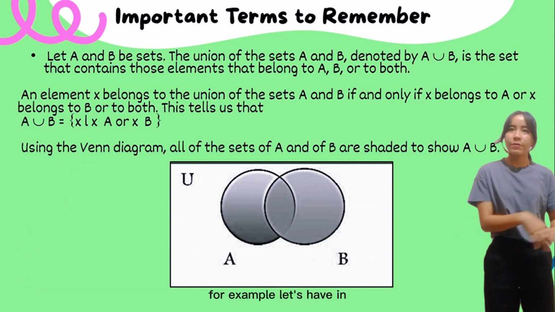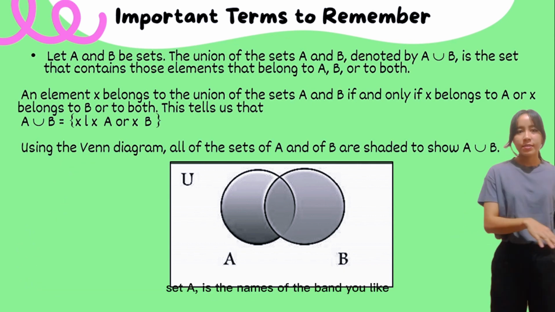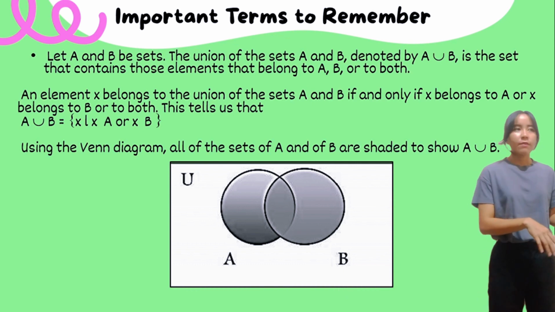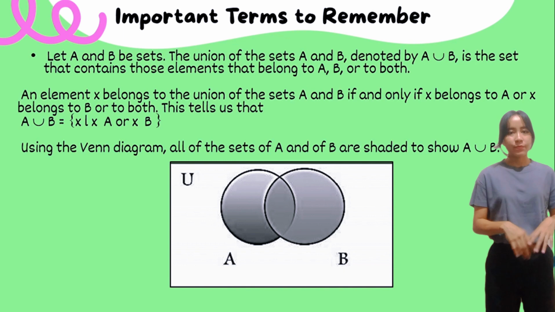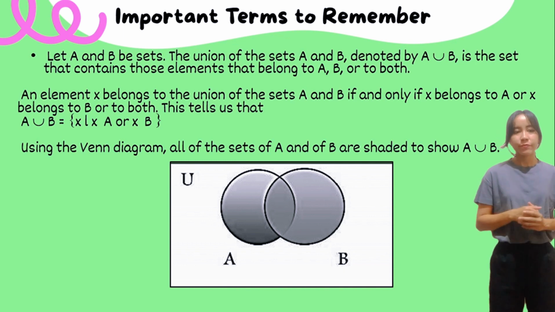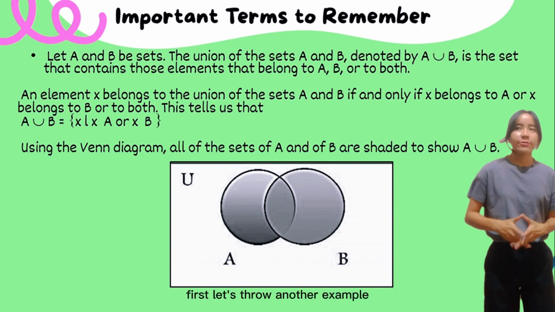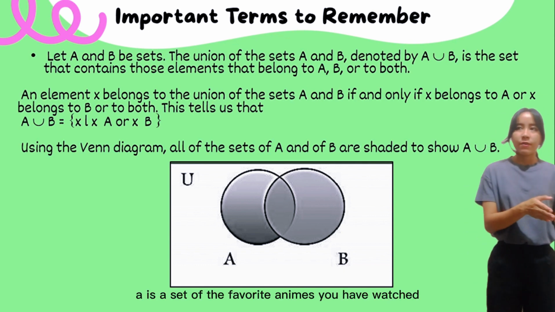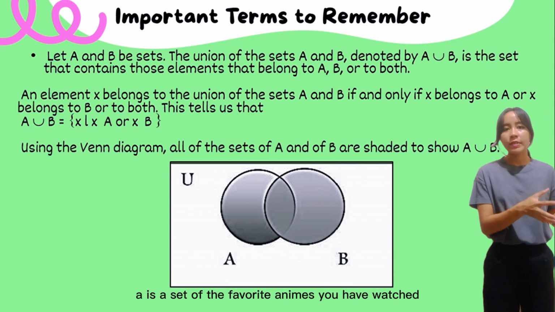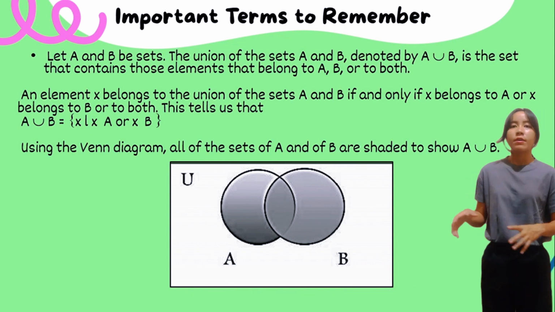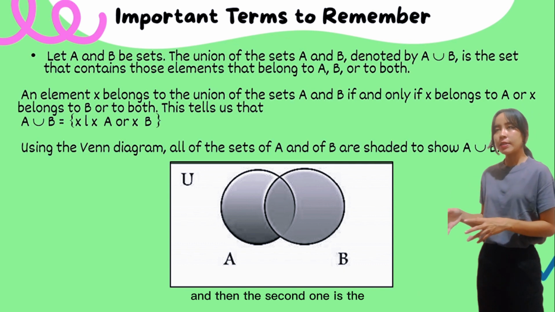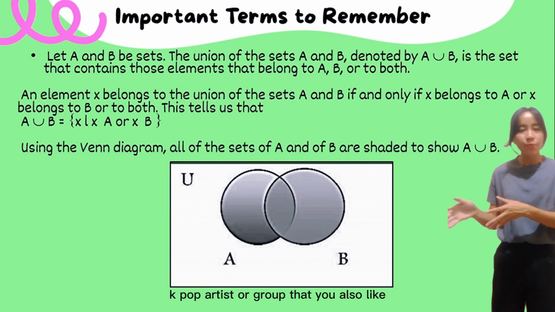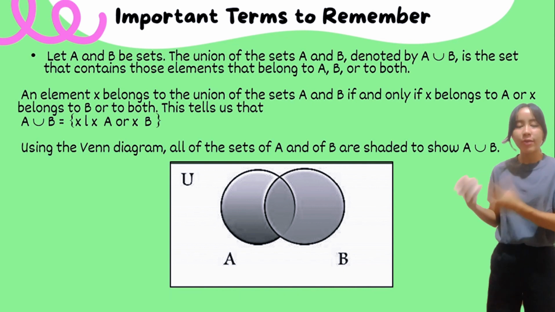So for example, let's have in set A is the names of the band na gusto mo. Sige, let's throw another example. Let's have for set A is the set of the favorite animes you have watched. And then the second one is the K-pop artist or group na gusto mo rin.